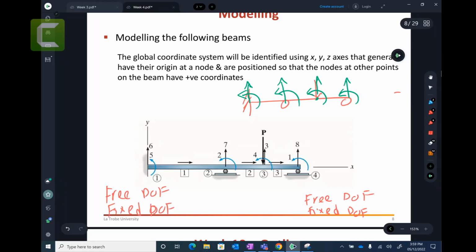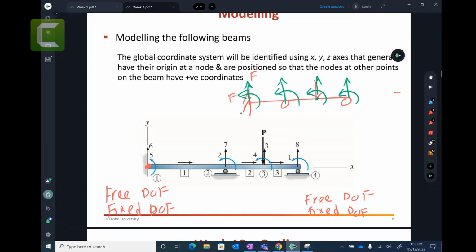How many total degrees of freedom are there here? You can see, because each point has 2, 1, 2, 3, 4, 5, 6, a total of 8 degrees of freedom. Out of 8, we need to identify which ones are free degrees of freedom and which ones are fixed degrees of freedom. How do we recognize that? When you look at the supports here, these supports are fixed degrees of freedom. This point is fixed, it cannot rotate and it cannot go up. So this one is fixed, this one is fixed. You with me, right?